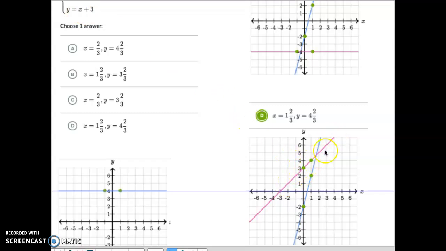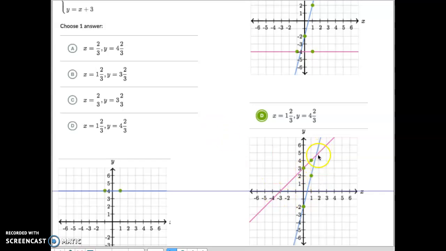Now, these two lines cross right here. You'll notice if I bring that straight down, on the x-coordinate, it's like 1 and something: 1 and a half, 1 and 2/3, 1 and 3/4. So this one or this one could be correct. B or D could be correct. 2/3 wouldn't make sense because that doesn't cross at 2/3. 2/3 would be over here.